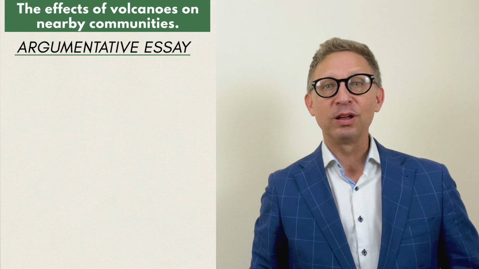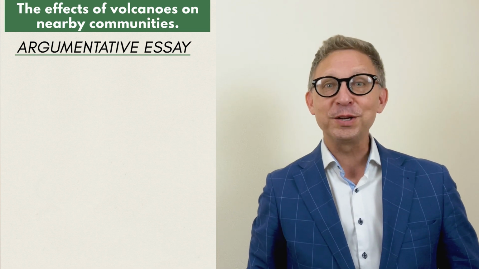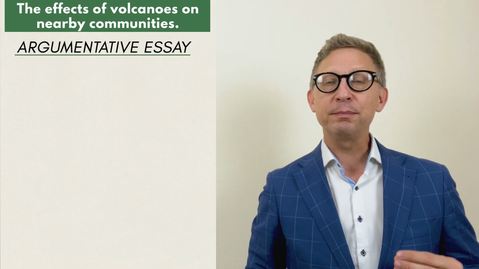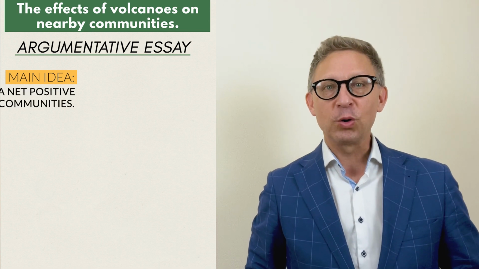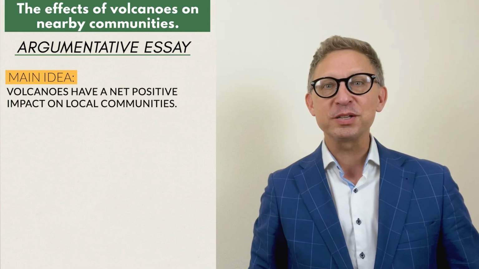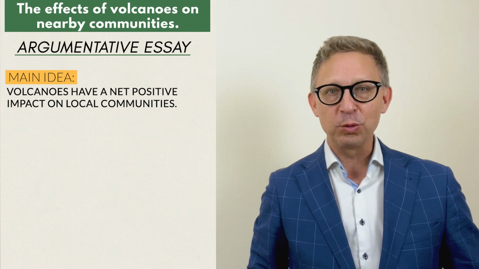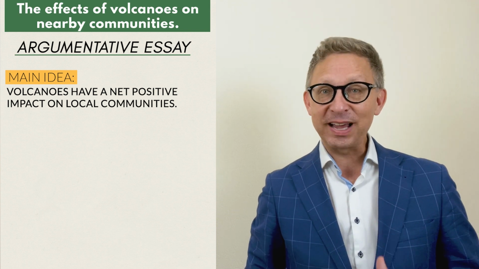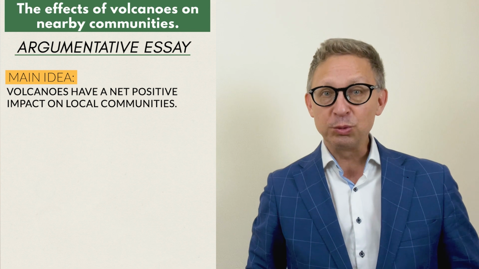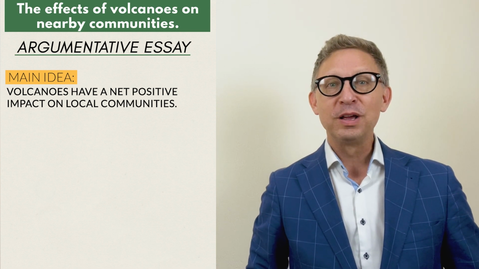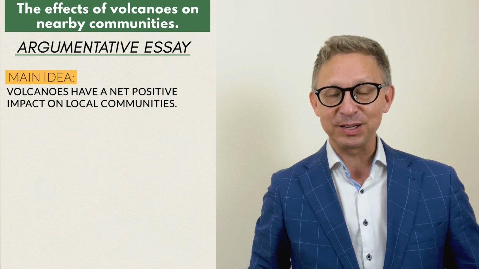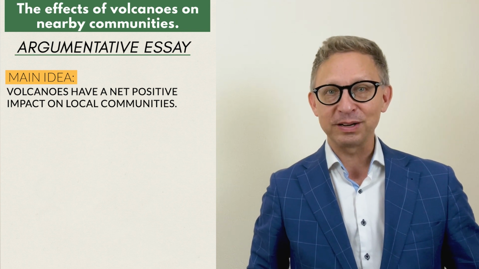Here's an example of an outline of an argumentative essay. We might begin with the main idea, which we find in the introduction. Volcanoes have a net positive impact on local communities. This is your main idea, and you will seek to prove this or convince the reader that this is so by the supporting evidence that you will discuss in the body of the essay.